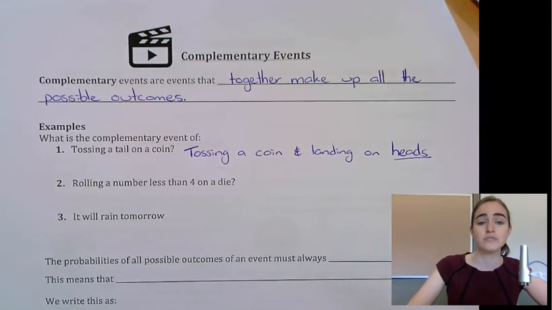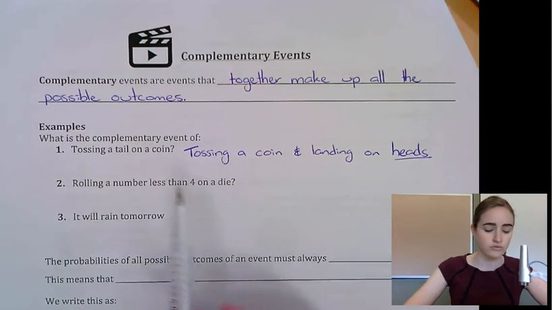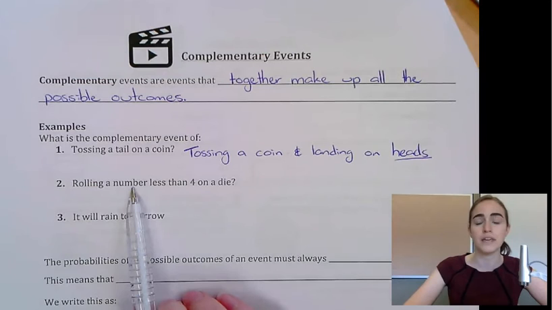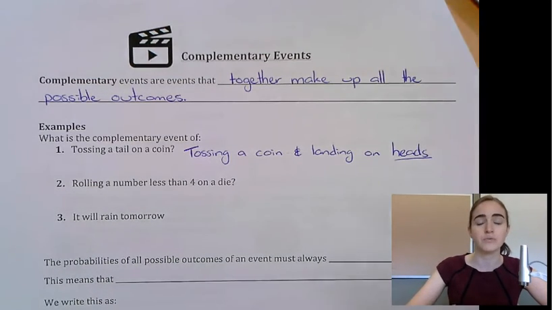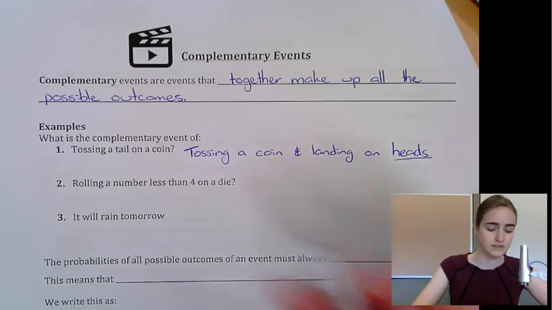Our second example says rolling a number less than 4 on a die. So rolling a number less than 4 would be a 1, 2, or 3. So if we want the complement of that, we want all the other possible options. So that means either a 4, 5, or 6. So we could write rolling a 4, 5, or 6.